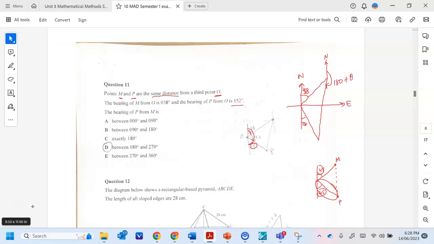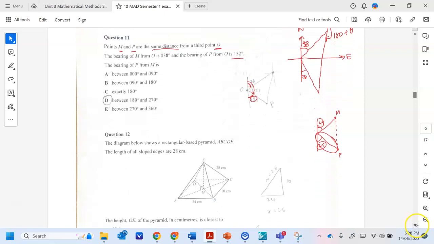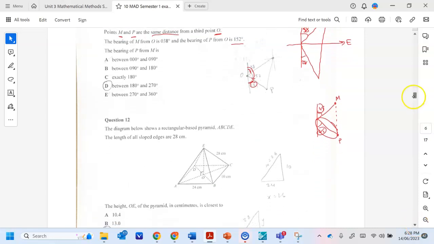So quite a tricky question because you didn't have a diagram, and if you had to draw one, it had to be a clear diagram. All right, so moving on to question 12.